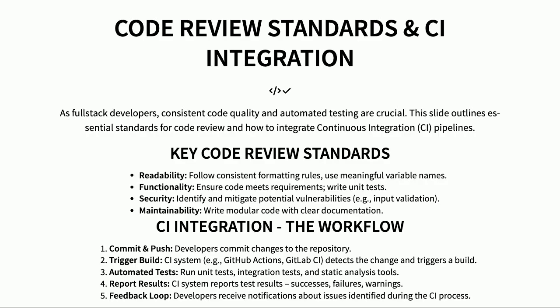Now let's talk about how continuous integration fits in. Basically, whenever someone commits changes to our codebase, the CI system kicks into action. It automatically builds the project, runs tests, both unit tests and integration tests, and also checks for things like security issues using static analysis tools. If something goes wrong during the build or testing process, the developers get notified immediately, allowing them to fix problems quickly before they make it into production.